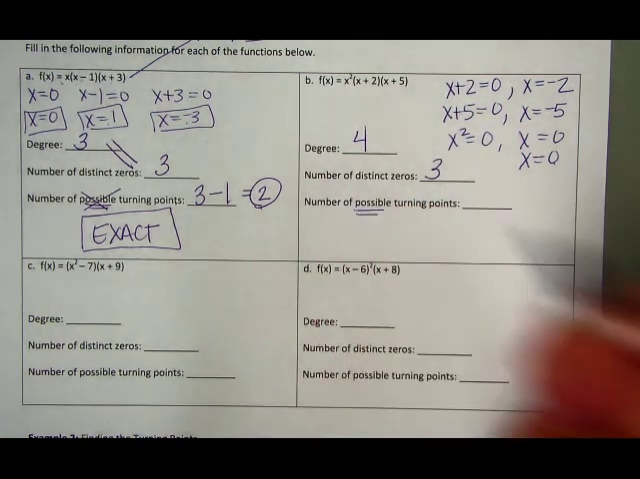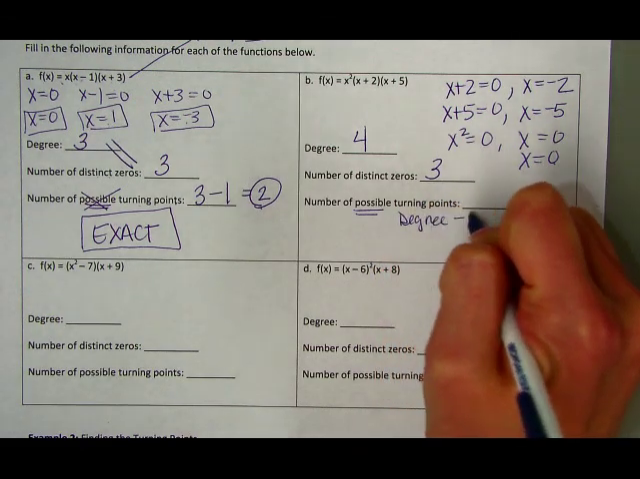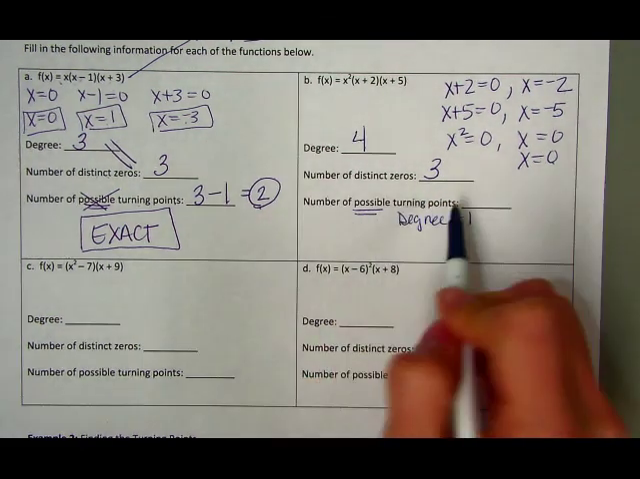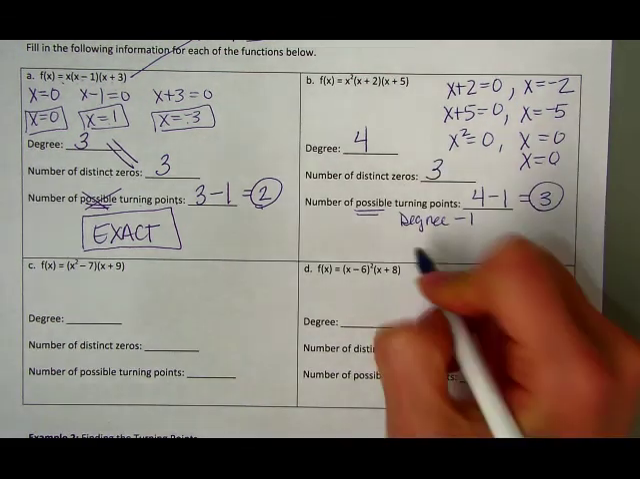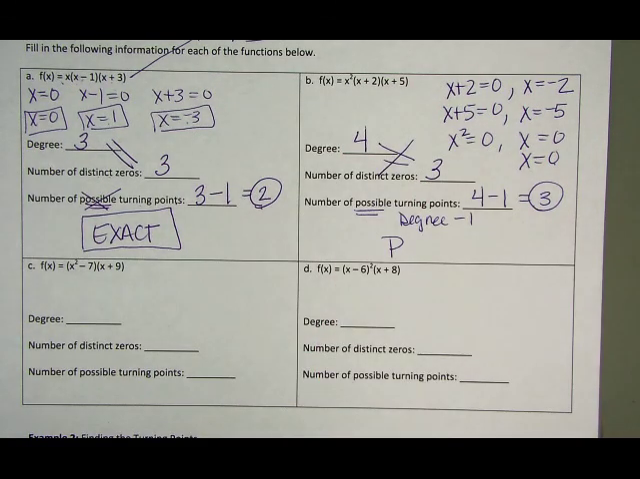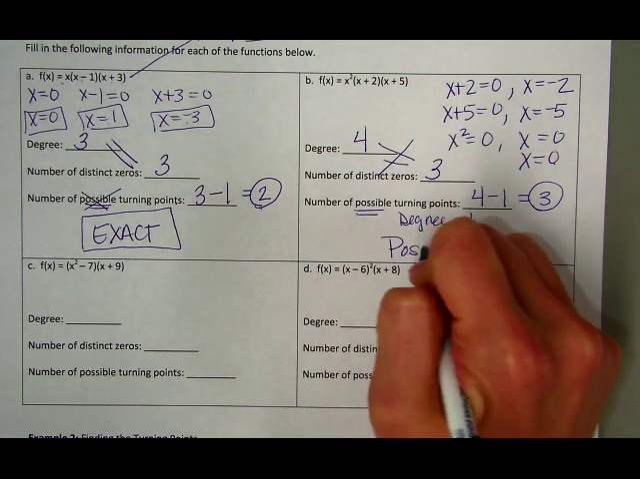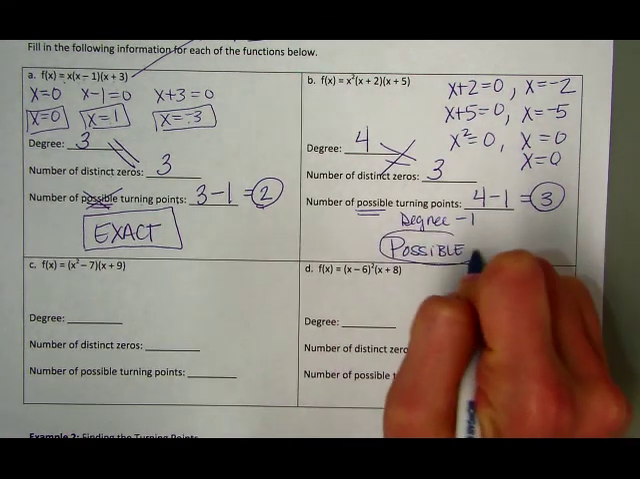Number of possible turning points is always my degree minus 1. So possible turning points is 4 minus 1, which is 3. And because these two are not equal, we only know this to be possible. This is possibly the number of turning points.